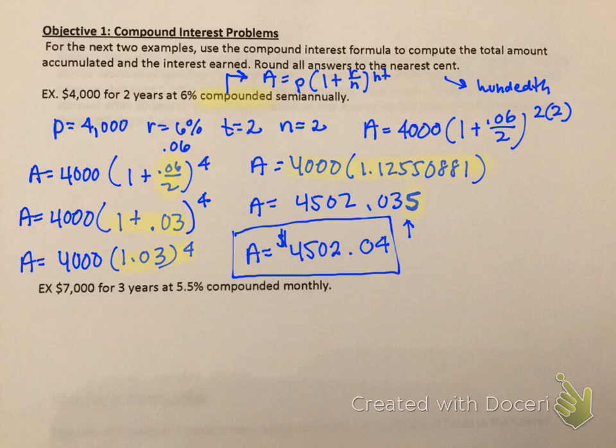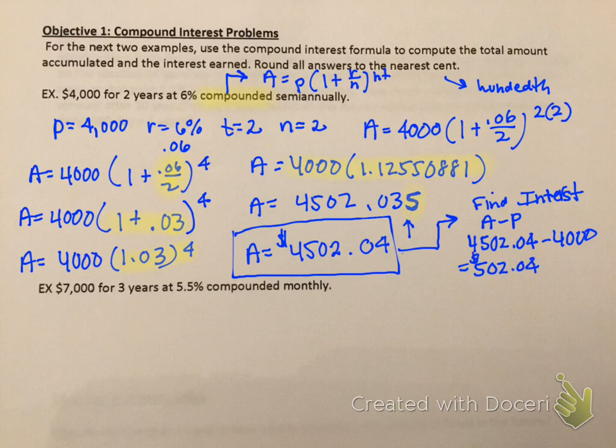But I'm not done, because for these problems, it said to find both the amount and the interest. So to find the interest that we've earned, it's very easy. We take the amount minus the principal, and that'll give me the interest. So if I take $4,502.04 minus $4,000, the interest that I've earned on this is $502.04. So that's interest. So that's not bad.